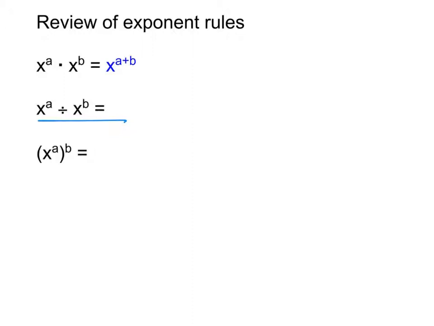What about the next one? x to the a divided by x to the b. When I divide x's, what do I do with their exponents? We subtract them. And so that would become x to the power of a minus b. And the last one, we have a power to a power. When you have a power to a power, what do we do with those two powers? We multiply. And so x to the power of a all to the power of b is x to the power of a times b.